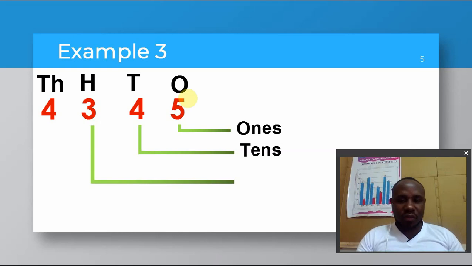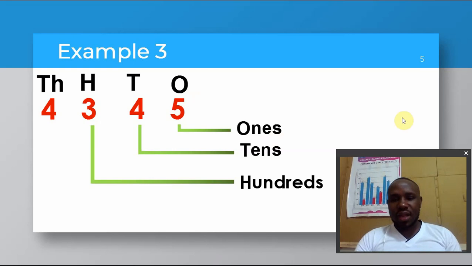Who can spell for me the word hundreds? Send your answers. Send your reaction. This one was a teacher. The word is hundreds and it's written like that. Let's write it together. H-U-N-D-R-E-D-S. Now I have the last word.